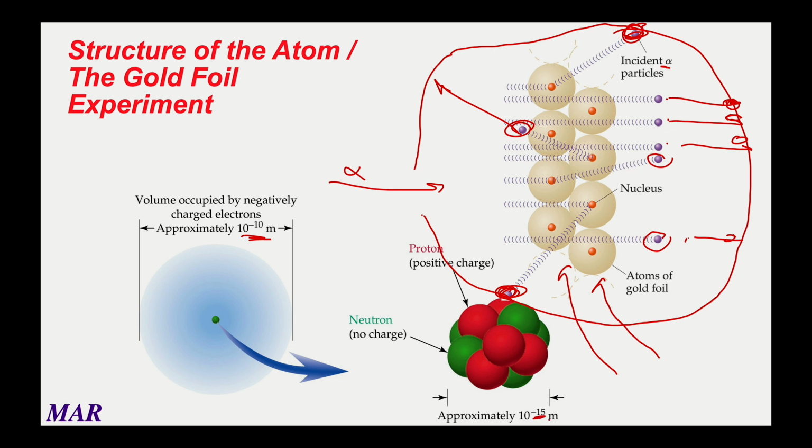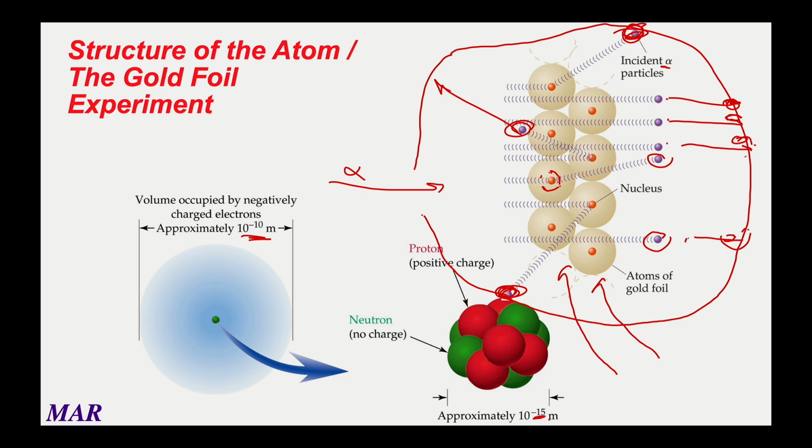Most of the atom is empty. That's why most of the alpha particles just went through right away with no problem. But if they happened to get next to the nucleus, those positively charged alpha particles reflected, or they diffracted. This is something that happens in physics, but the punchline is that positives and negatives kind of mess around with each other.